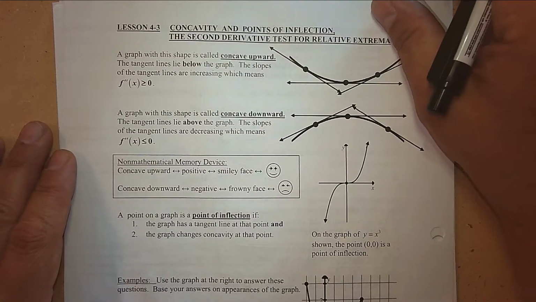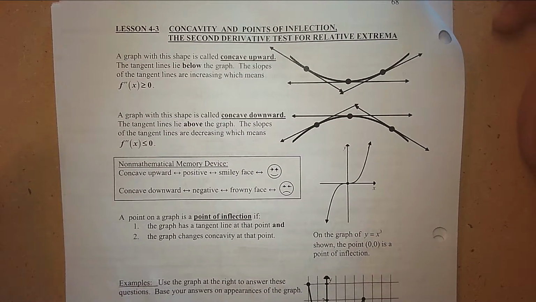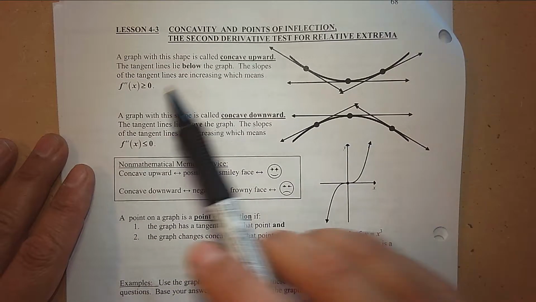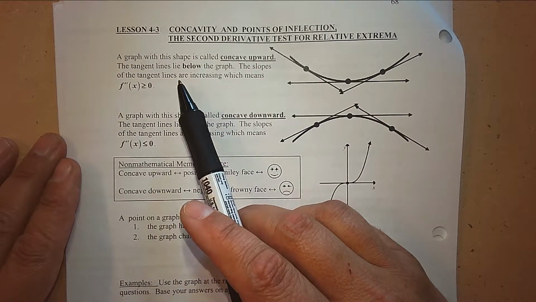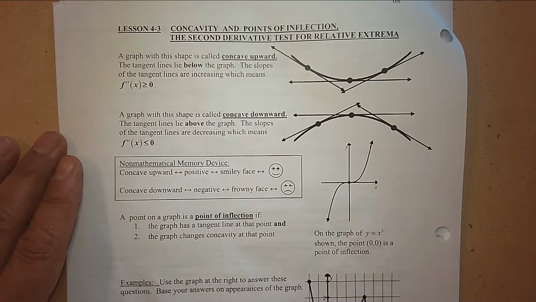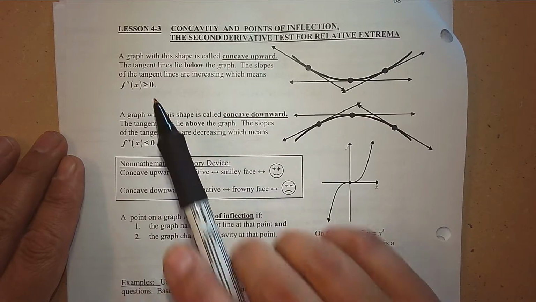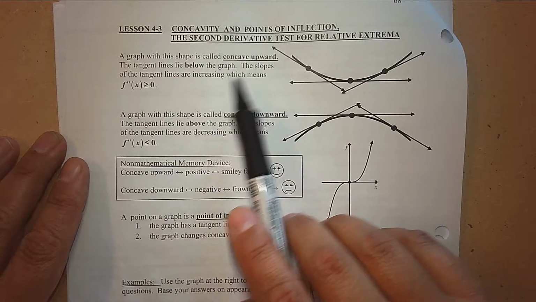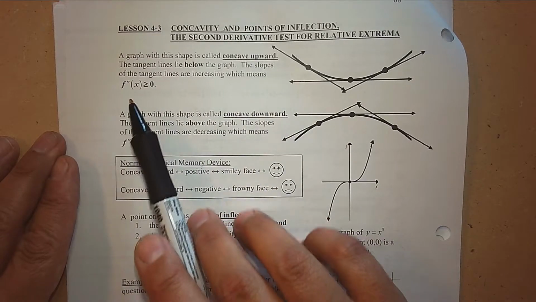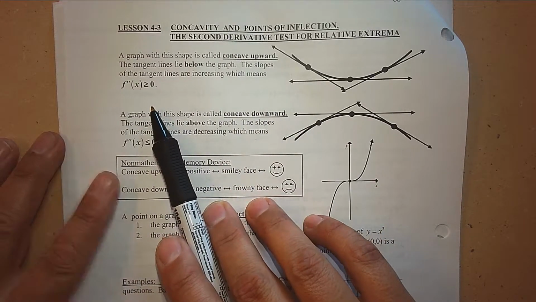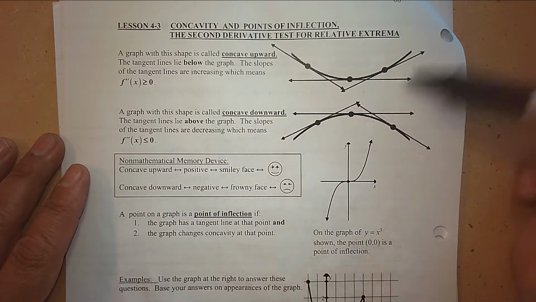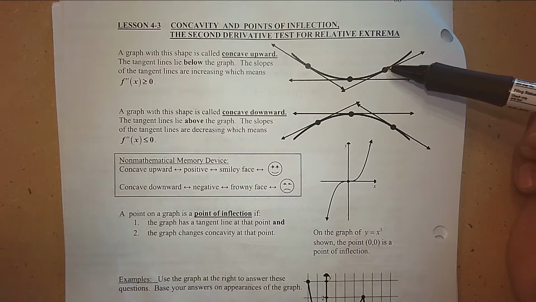So let's read together. Some of this we did in summer school to understand concavity, when we're talking about does it smile or frown. A graph with this shape is called concave upward. The tangent lines lie below the graph. The slopes of the tangent lines are increasing, which means the second derivative is positive. So I want you first to get the sense of the shape. The shape, when you look at it, is smiling. Do you see that? A smile means concave up.